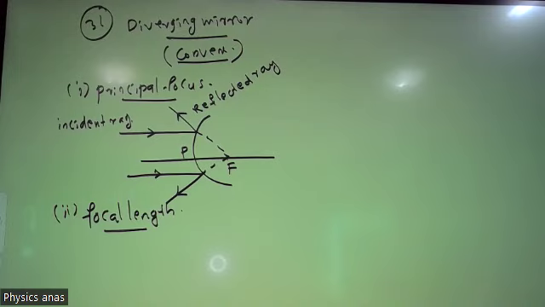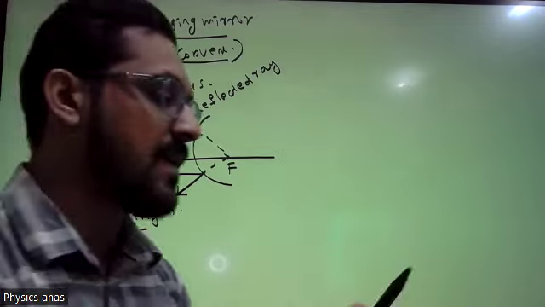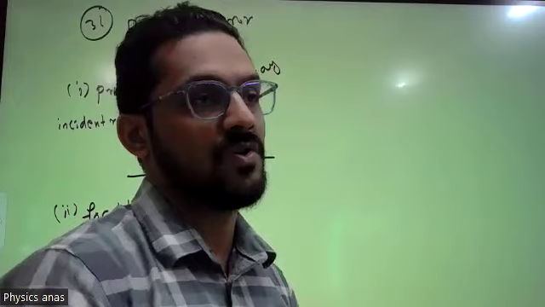A student has focused the image of an object of height 3 centimeter on a white screen using a concave mirror of focal length 12 centimeter. If the distance of the object from the mirror is 18 centimeter, find the value of the following. You have to find the distance of the image from the mirror and the height of the image.